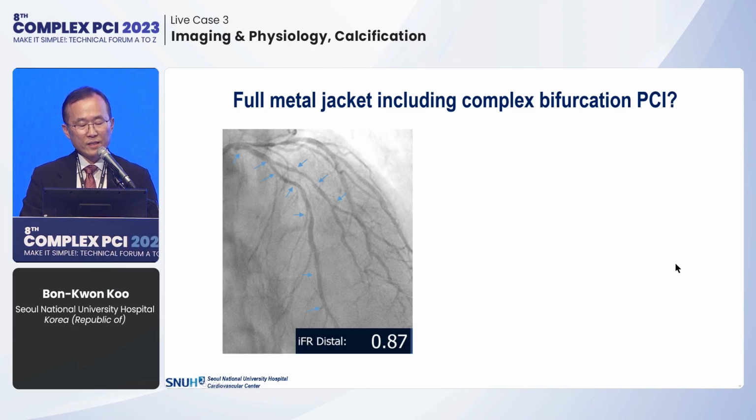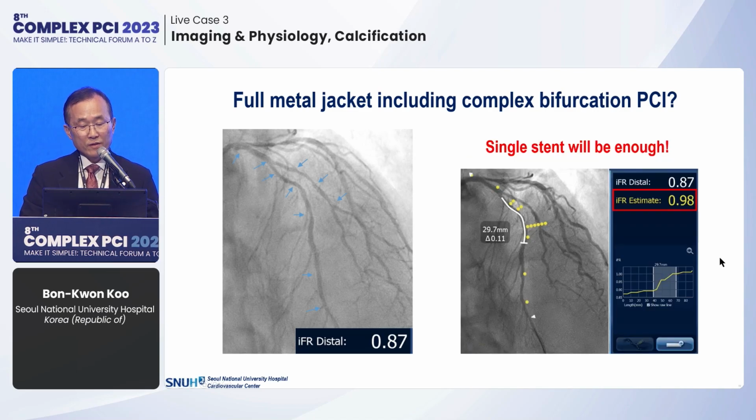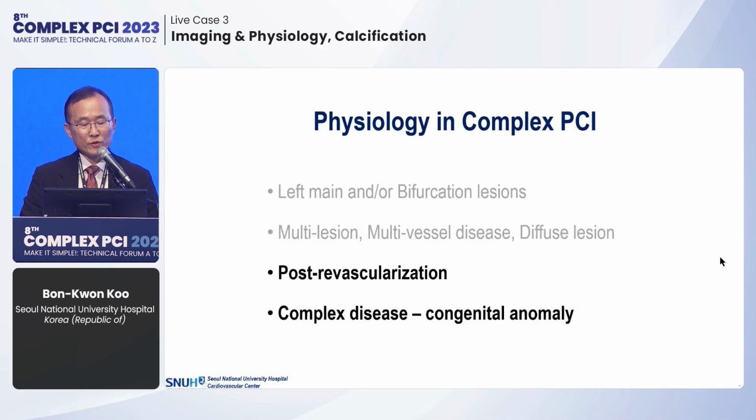And iFR for this case at this LAD was 0.87. But when you do an iFR and angio co-registration system like you are doing with the OCT system, you can see that the dots are gathered in some segments. The yellow dot represents a change of iFR of 0.1, and you see that lots of dots are accumulated in the mid LAD segment, and you can fix this lesion without even touching the diagonal branch ostium. The estimated iFR after this PCI will be 0.98, so a single stent will be enough in terms of physiologic lesion distribution.